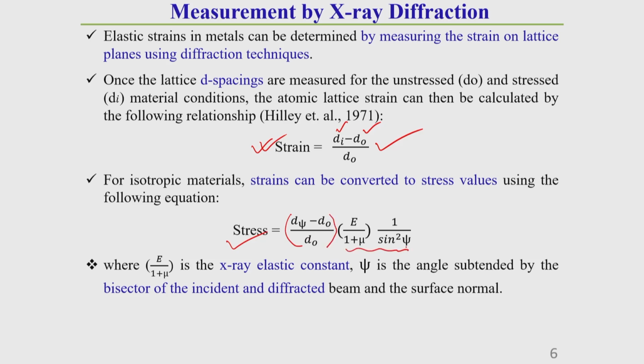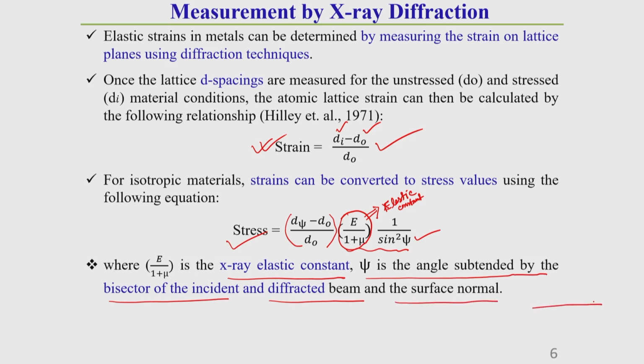With this strain, once we multiply by an elastic constant, which is equivalent to Young's modulus, we get the stress. That is given here as E by 1 plus lambda. I am not going to derive this relationship, because it will take a lot of time. This E by 1 plus lambda is called the X-ray elastic constant, which I have already written here. And what is this psi? Psi is the angle subtended by the bisector of the incident and diffracted beam and the surface normal. Let this be a plane, this the incident ray and this the diffracted ray. If we draw a bisector in this plane, the angle we get is called psi. Keep this in mind.